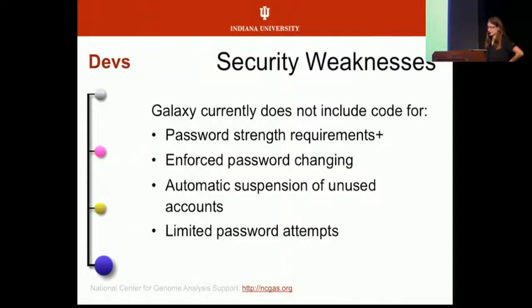So let's talk about security weaknesses. A few things, again, about this password and account stuff. Right now, Galaxy supports 6 characters, and that's the security requirement. It doesn't force you to change your password ever, so you can leave it there for years. And those accounts that sit unused don't get removed in any way. They're still active. And you can actually hit that server over and over again to attempt password break-ins, and it won't stop you.